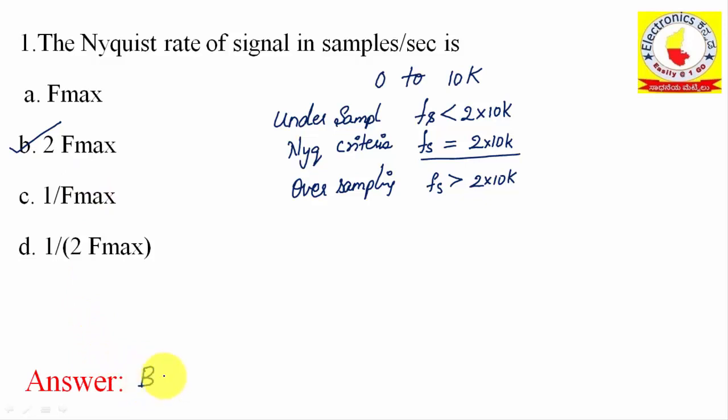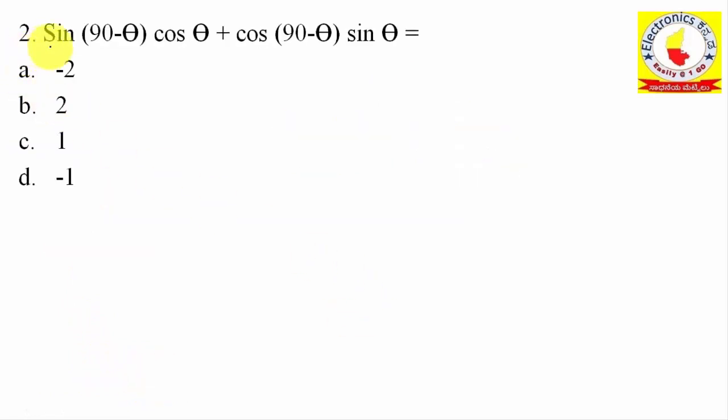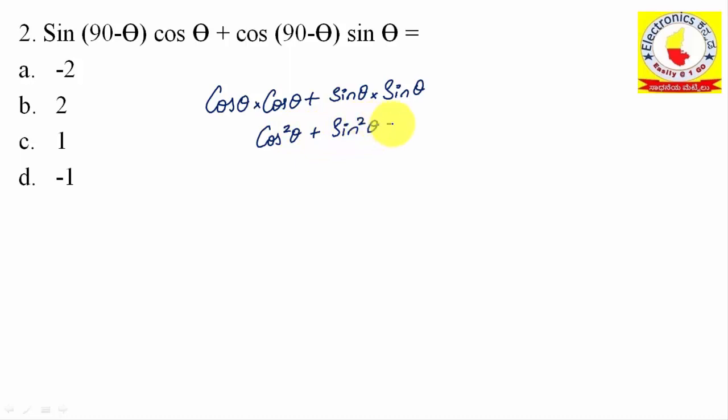Moving on to the second question, they asked sin of 90 minus theta. We know that sin of 90 minus theta will be cos theta, into, again one more cos theta. Next, cos of 90 minus theta will be sin theta. This is a simple trigonometry based question they are asking, right? So we are getting cos square theta plus sin square theta. What is cos square theta plus sin square theta? Which is equals to 1.